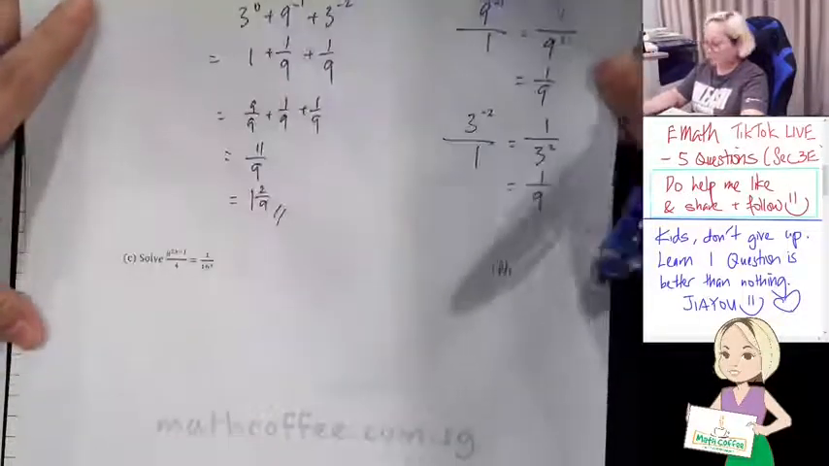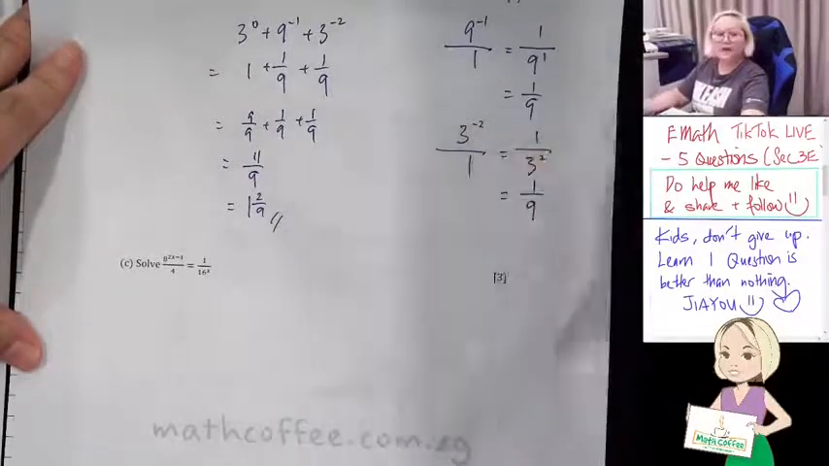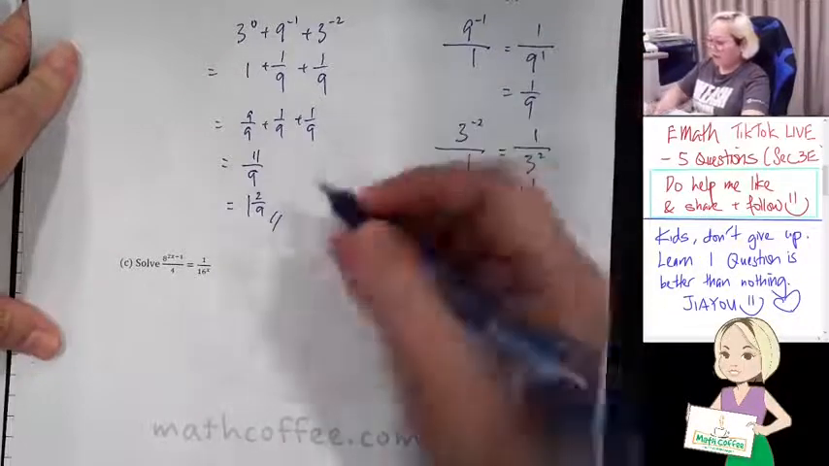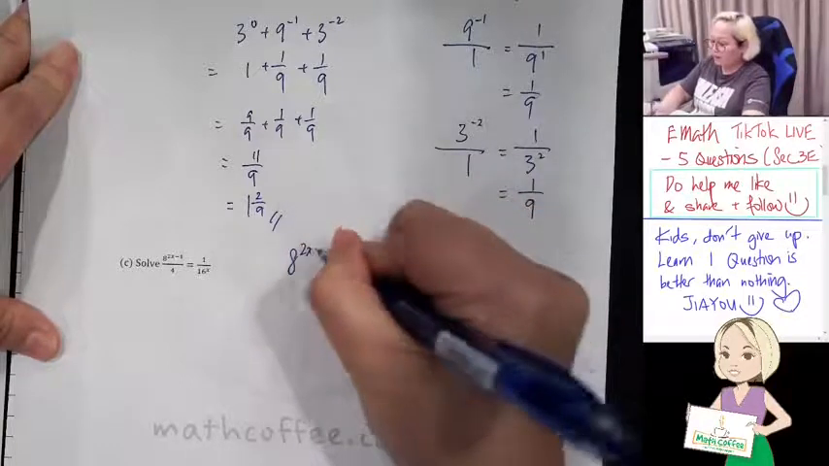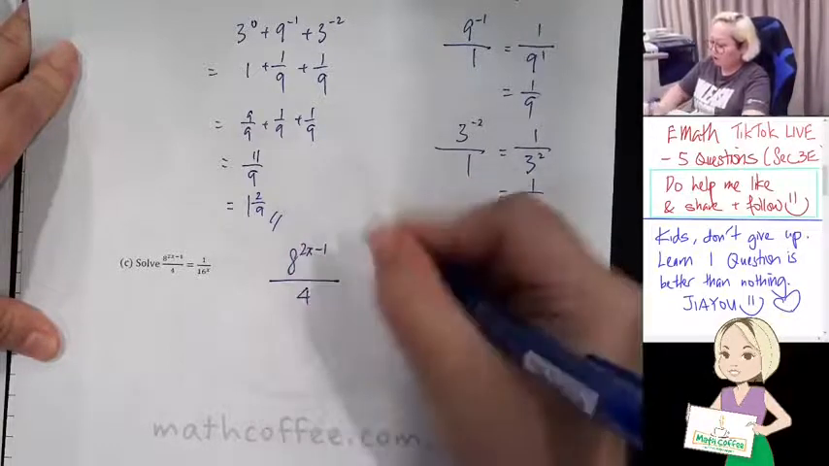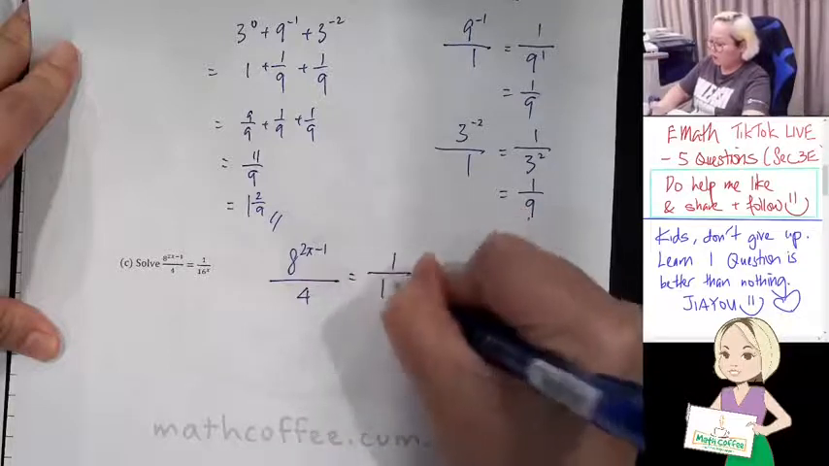Okay. The next one. This one a bit tough. I write the question out because cannot see. 8 to the power of 2x minus 1 over 4 equals to 1 over 16 to the power of x.